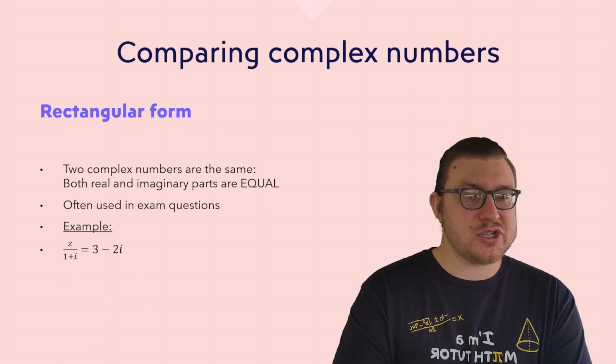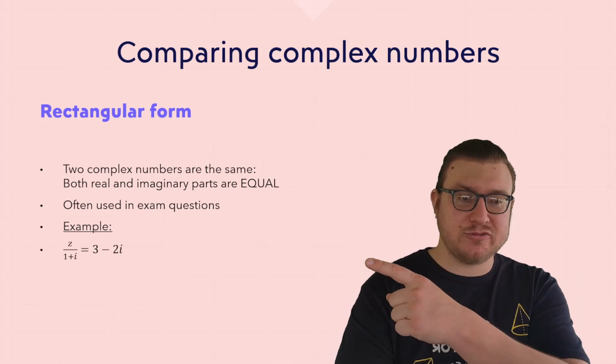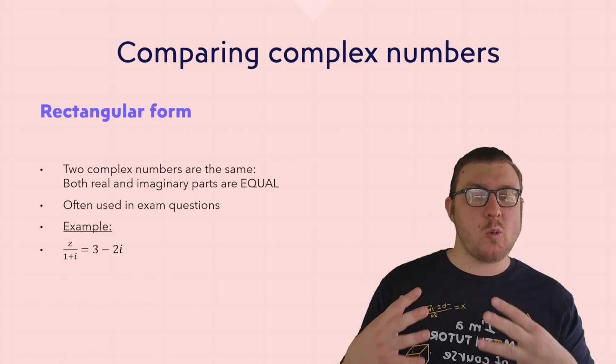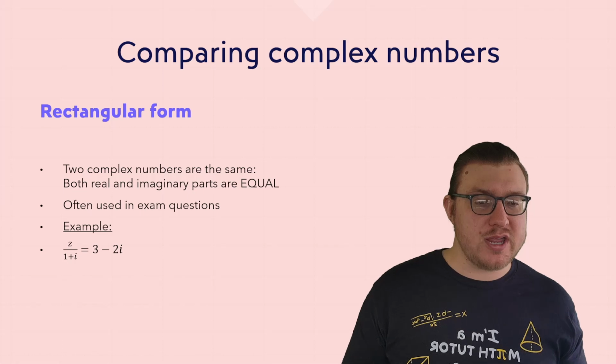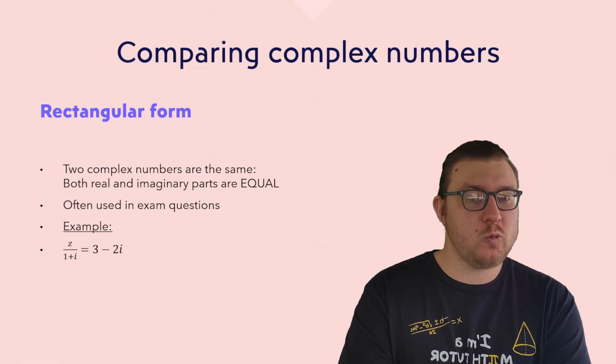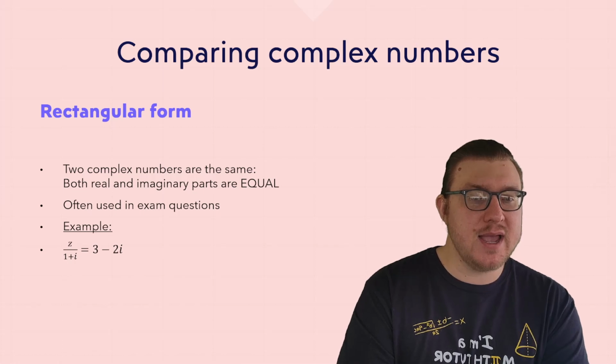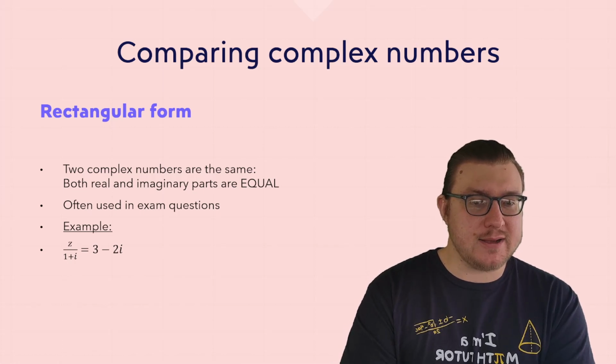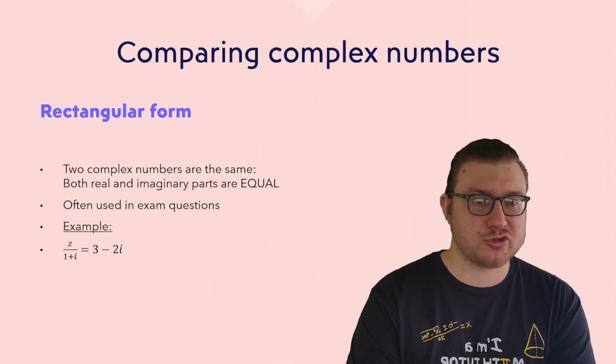So let's have a look at a question here. z, just like I've just mentioned, z divided by 1 plus i is equal to 3 minus 2i. So which complex number z can we substitute in here to make this equation true?